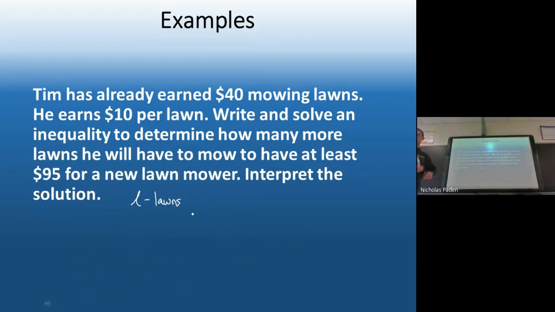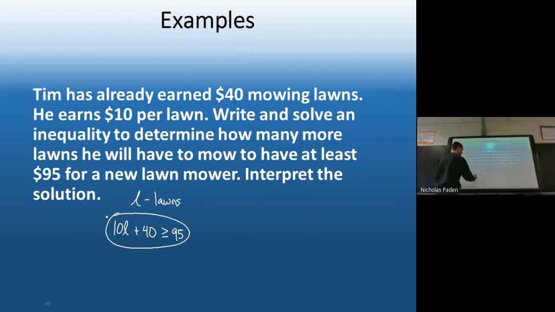Okay, what number is going to go with each lawn or L? Well, it's $10 per lawn, so 10L. And he's already earned $40 for mowing lawns, so plus 40. And then he wants to get at least $95. Well, if he wants at least $95 for a new lawnmower, could he get exactly 95 and have enough money? Yes. Could he get more than 95? Yes. So it'd be 10L plus 40 is greater than or equal to 95.